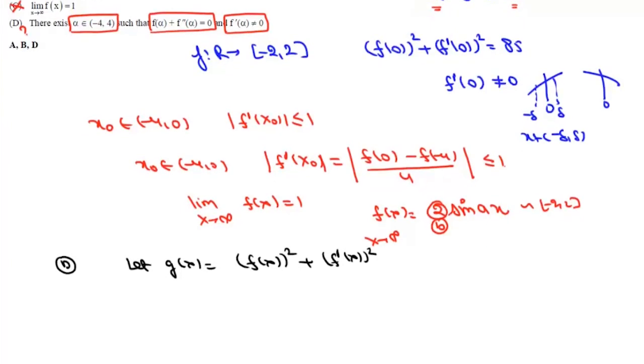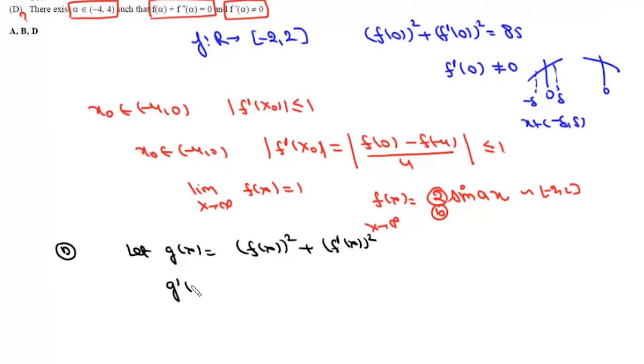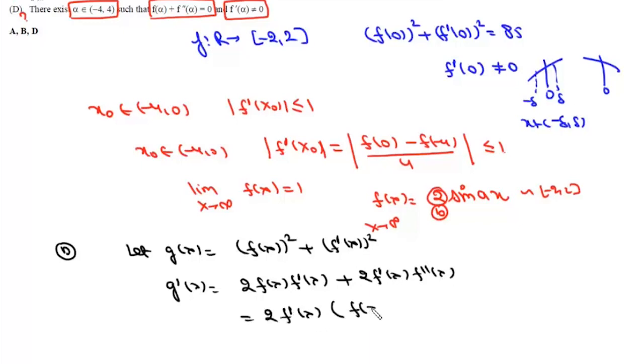Now if we find g'(x), then g'(x) will be 2f(x) f'(x) plus 2f'(x) f''(x). Now we'll take 2f'(x) common, and then we'll have f(x) + f''(x). Now if we look at g(0), g(0) will be f(0)² + f'(0)², which is given as 85.